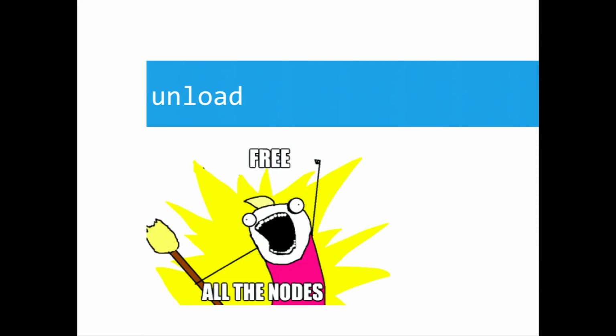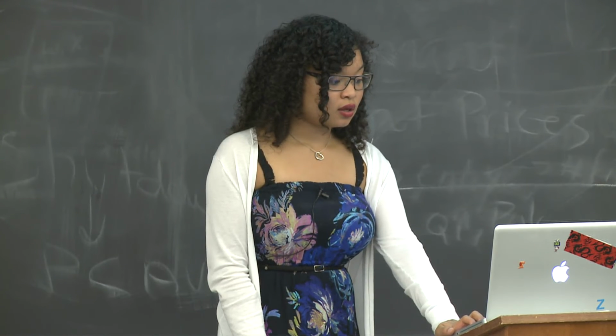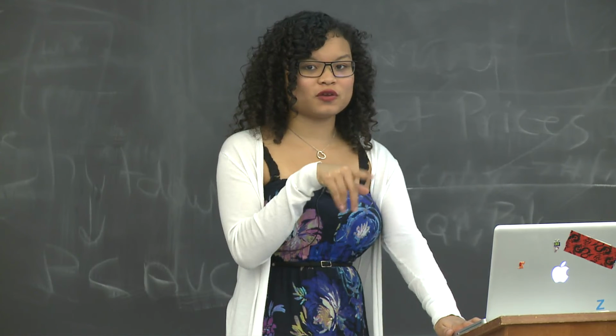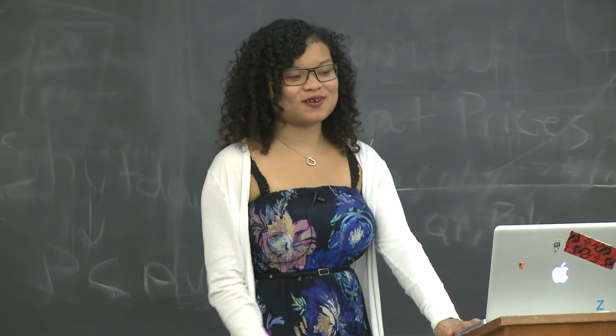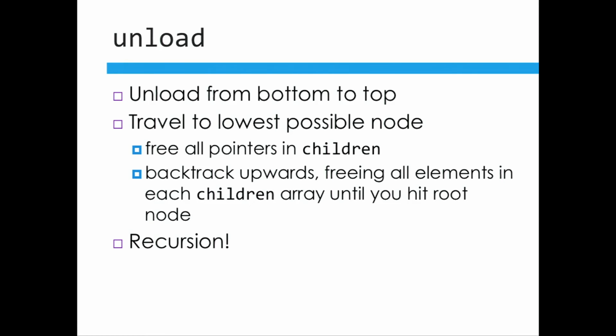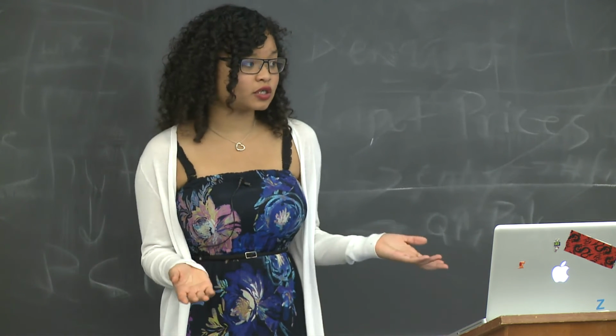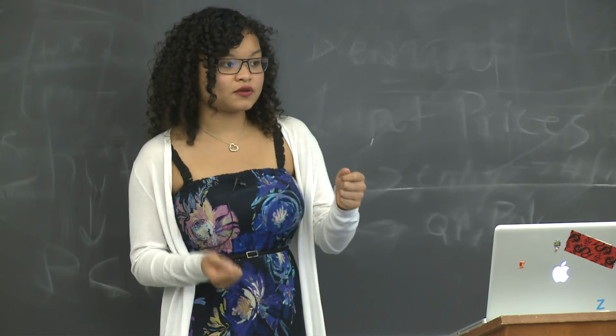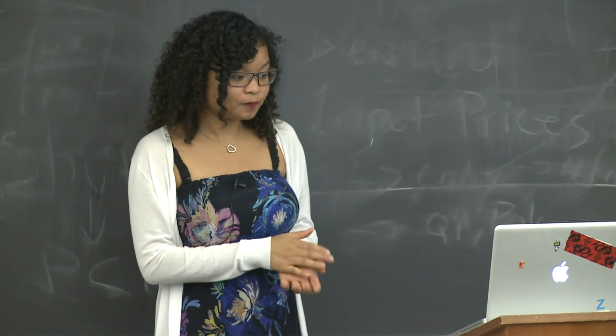Similarly, for unload in tries, you want to unload all of the nodes in your trie. Similar to the hash tables, where in unload we freed all the nodes, in the tries we also want to free all of the nodes. So unload will actually work easiest from bottom to top, because these are essentially linked lists, right? So we want to make sure that we hold on to all of the values and free all of them explicitly.